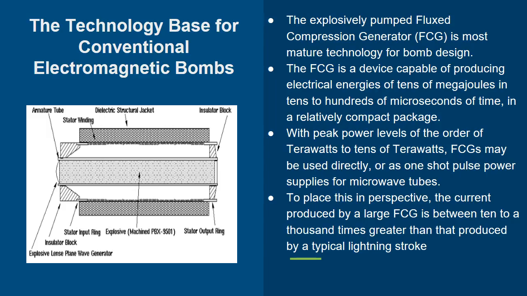The technology base for the conventional EM bomb is the FCG, that is, the flux compression generator. That device is capable of producing electrical energy of tens of megajoules in tens to hundreds of microseconds of time in a relatively compact package. The FCG may be used directly or as a one-shot pulse power supply for a microwave tube. The current produced by a large FCG is between 10 to 1000 times greater than a typical lightning stroke.